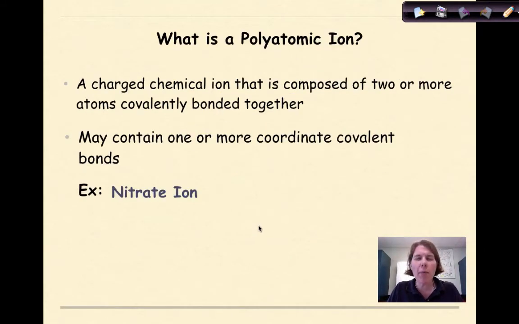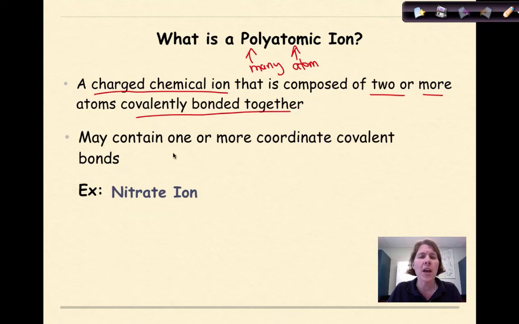So let's talk about what a polyatomic is. If we look at the word polyatomic, we know that poly means many, and atomic means atom, and then an ion, which means that it's going to have an overall charge. So when we look at the definition of a polyatomic ion, this is a charged chemical ion that is composed of 2 or more atoms covalently bonded together. And it just may contain 1 or more coordinate covalent bonds. May, not all the time, but sometimes it does.